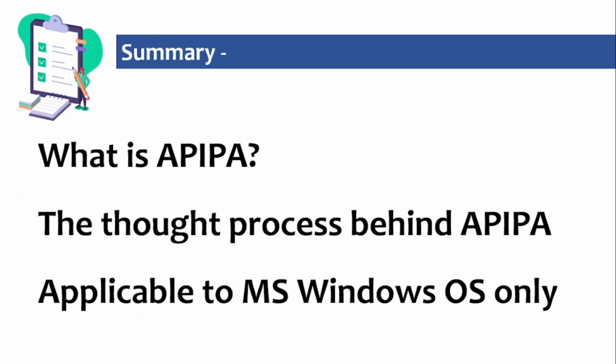So let's summarize what we have seen today. We have seen what APIPA is and the entire thought process behind it: to avoid or minimize broadcast storms on the network if the DHCP server is not reachable by the DHCP clients. And the third most important thing is that this is applicable only to Microsoft Windows operating systems, not to any other operating system. It can be a client operating system or a server.